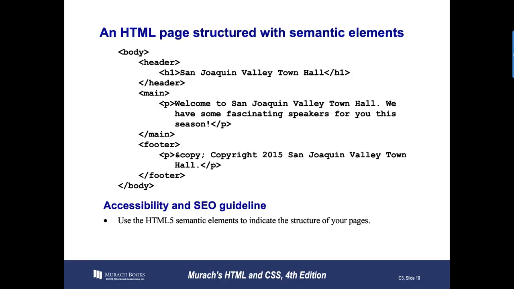Okay, an HTML page structured with semantic elements. Here we have a body tag and a closing body tag. We have a header, an H1 inside of the header. We have the main area of the page, which contains the main content for that page with a paragraph inside of it. And then we have a footer tag with a copyright HTML entity and some information there. Closing footer and closing body. All right. So you can gather the meaning of this page from the HTML tags, right? This is the header, this is the main content, and this is the footer.